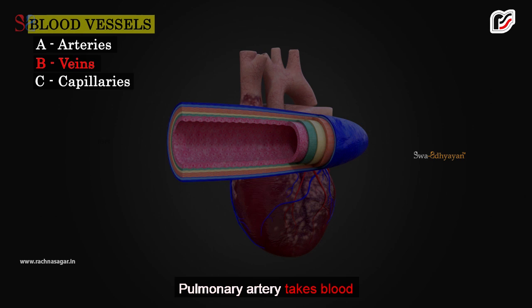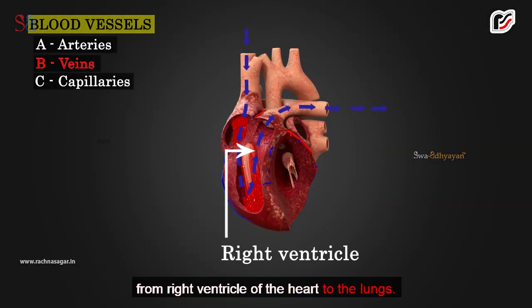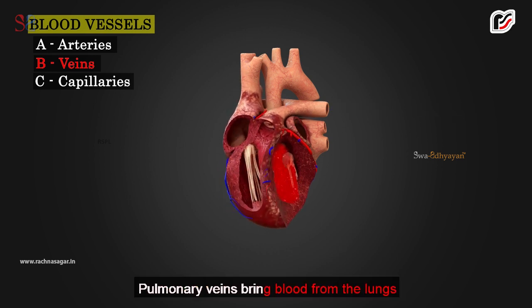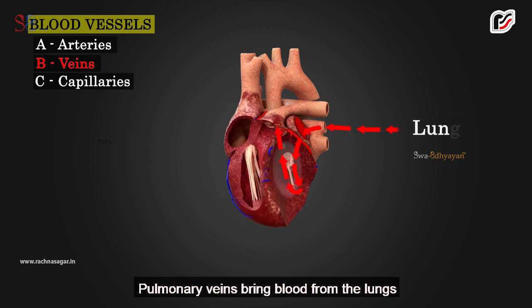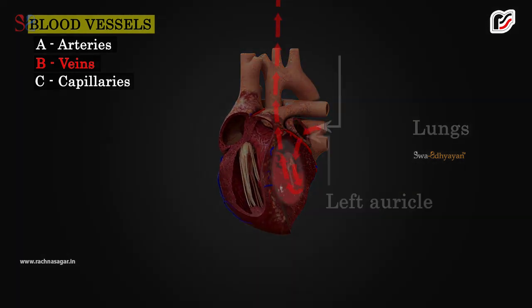The pulmonary artery takes blood from the right ventricle of the heart to the lungs. Pulmonary veins bring blood from the lungs to the left auricle of the heart.